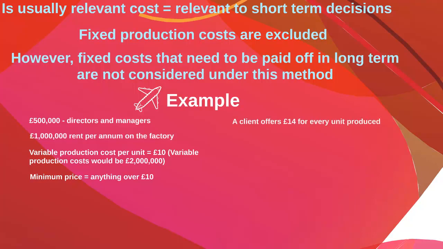let's say that a client offers us £14 for every unit we produce. They've offered us £14 for all 200,000. Sounds like a great idea. Our minimum price is £10, and so we should be selling it for anything over £10.